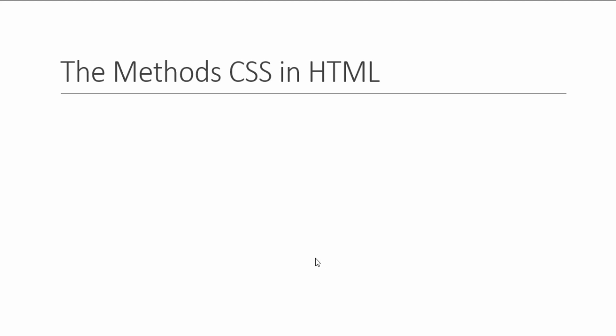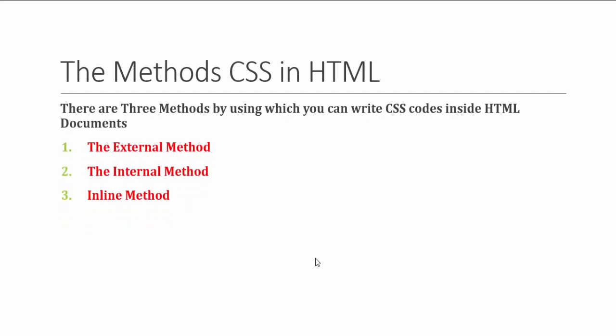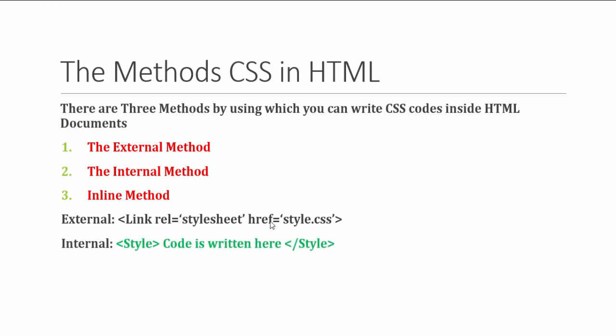There are three methods by which you can write CSS code inside HTML documents: external, internal, and inline. Here is the external method, which will help you make a link with the HTML document. I will teach you step by step.